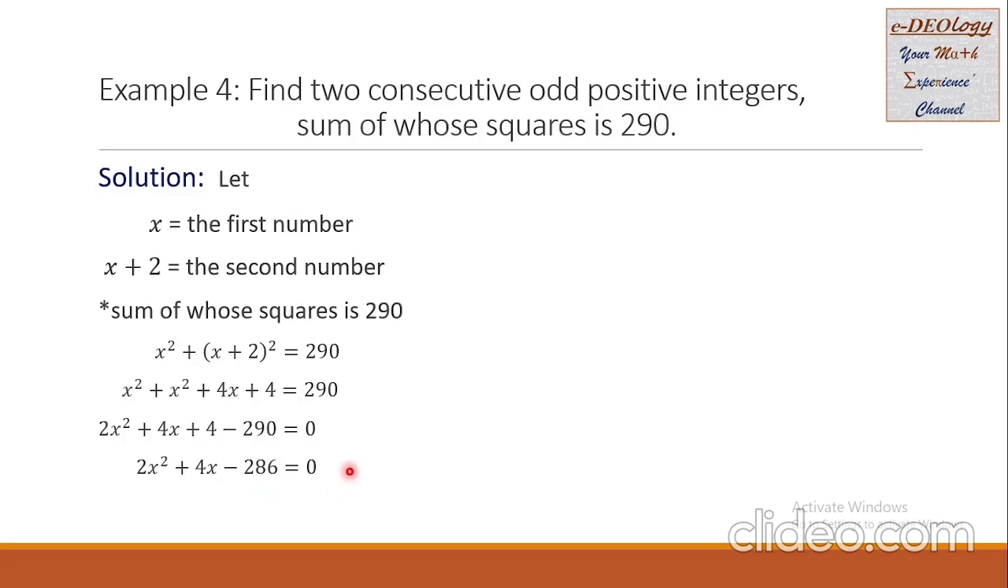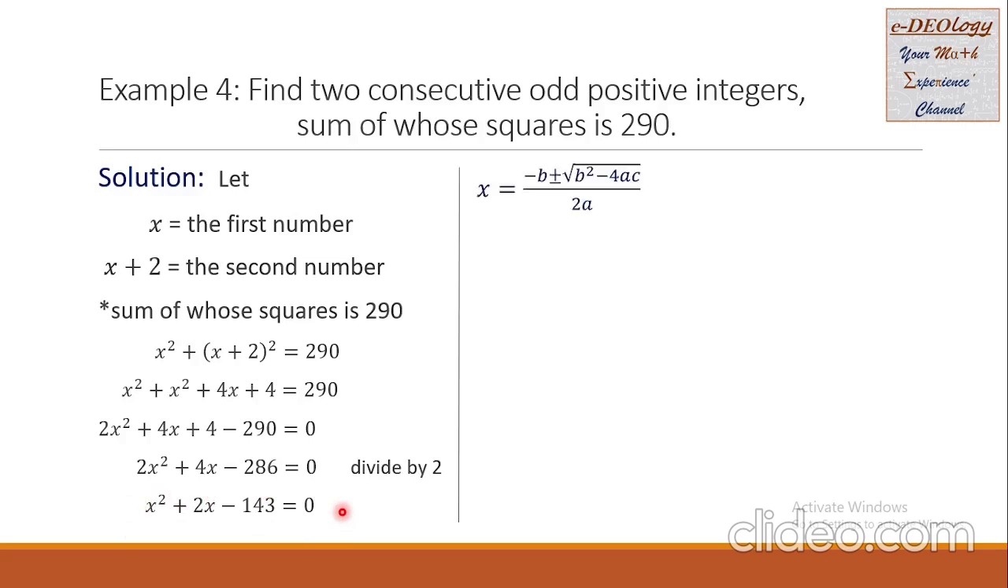We can simplify this equation further. Let us divide by 2. Then we have x squared plus 2x minus 143 equals 0. We can see that our equation here is now in standard form of the quadratic equation. Then we will use the quadratic formula. Let us collect the values of a, b, and c respectively. So a equals 1, b equals 2, and c is negative 143.